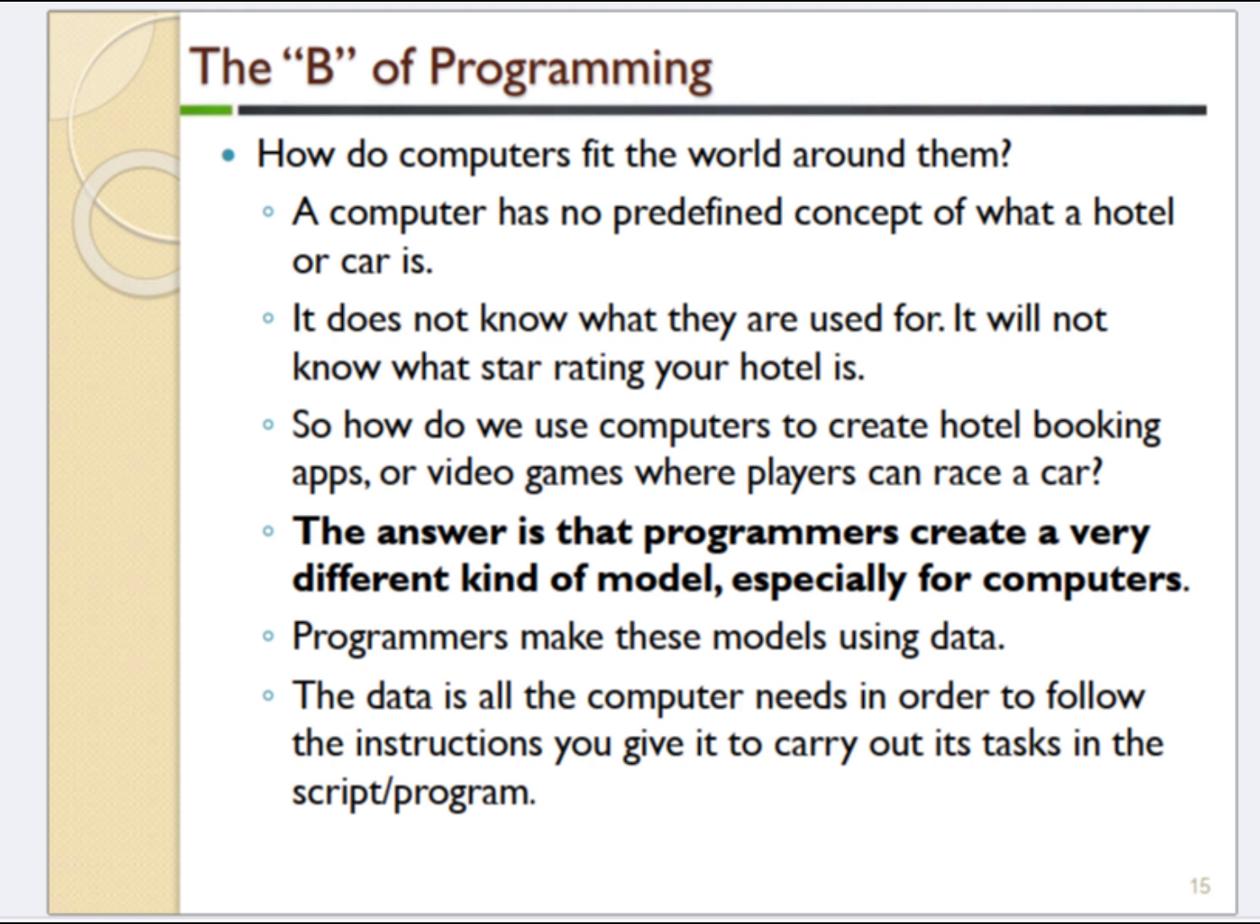How do computers see the world around them? A computer has no predefined concept of what a hotel or car is. It does not know what they are used for. It will not know what star rating your hotel is. So how do we use computers to create hotel booking apps, or video games where players can race a car?